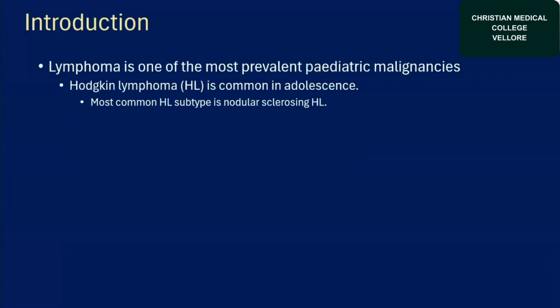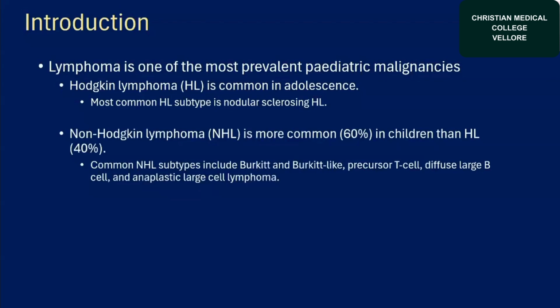So we know that lymphoma is one of the most prevalent pediatric malignancies, and among the HL, Hodgkin's lymphoma, the nodular sclerosing type is the most common. But we know also that NHL is more common than HL in children, and the common NHL subtypes are Burkitt's and Burkitt-like, precursor T cell, DLB cell, and ALCLs.